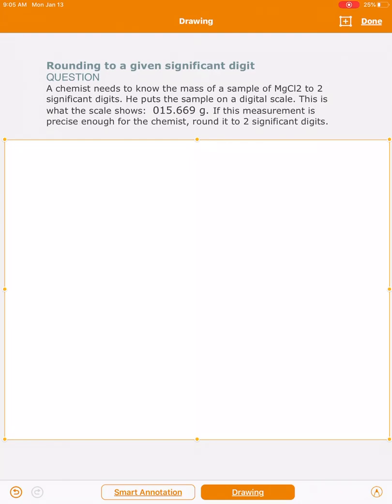So in this one, let's write the number down here. 015.669 grams. G is the abbreviation for grams. That's a mass unit. Now we only need 2 significant digits.